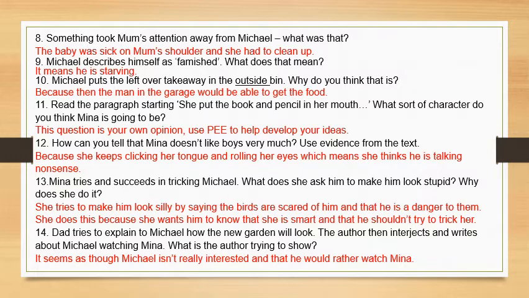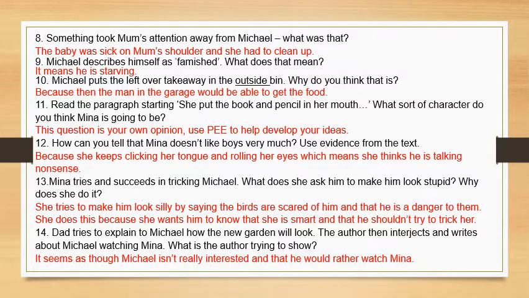Number 10, Michael puts the leftover takeaway in the outside bin. So he does that because he knows that the man in the garage has asked him for a number 27 and a number 53, which are Chinese takeaway numbers. And so he chose those two and he left them on the bin so that the man could then go and get them for himself.